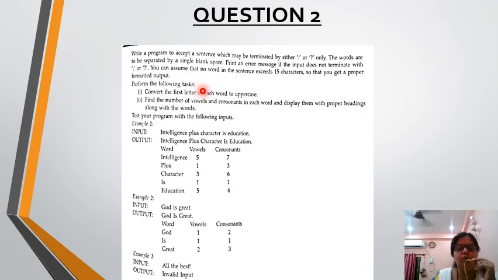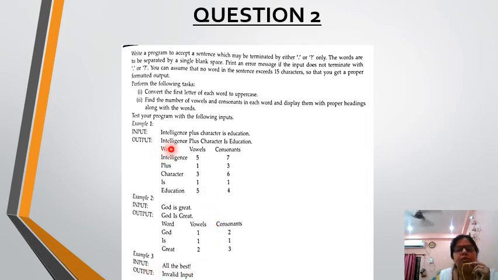In this we have to take a string in which we convert the first letter to capital, and after that count how many vowels and consonants are there in that string. Okay, we have to print an error message also if the input does not terminate with a full stop or question mark. We have to terminate the input with the help of a full stop or question mark.